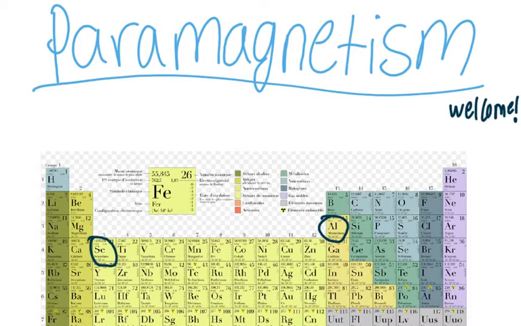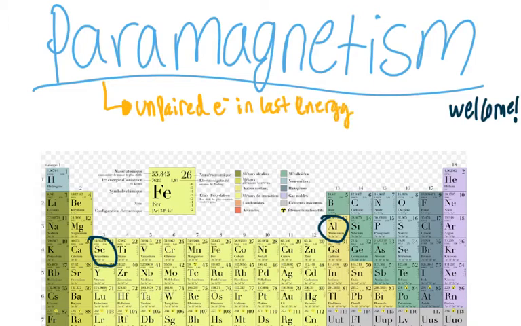Alright, so let's show these two examples and see how they are paramagnetic and what that means. Before we start, just know that the way to identify paramagnetic elements is to see if they have any unpaired electrons in their last energy level. Let's write that down. If the element is diamagnetic, like we said in the last video, it has no unpaired electrons. But in this video we're talking about paramagnetism, so just look for unpaired electrons in the last energy level.